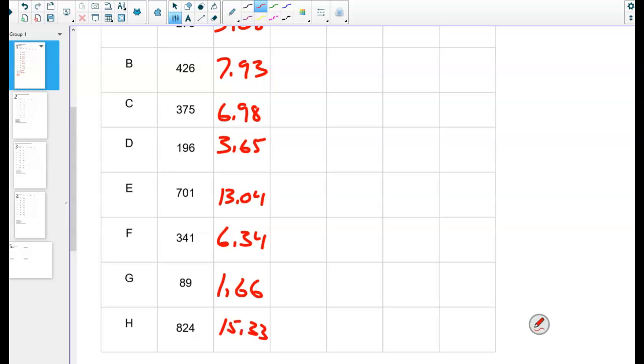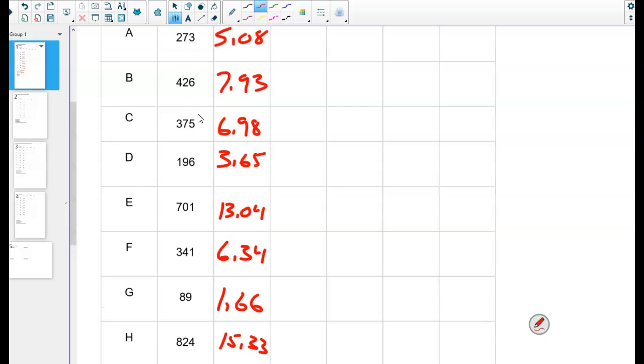We're going to do that at the beginning of every single problem, regardless of Hamilton, Jefferson, or Webster method. Total population divided by the amount of reps to get your standard divisor, and then you take each individual group's population and divide it by the standard divisor.